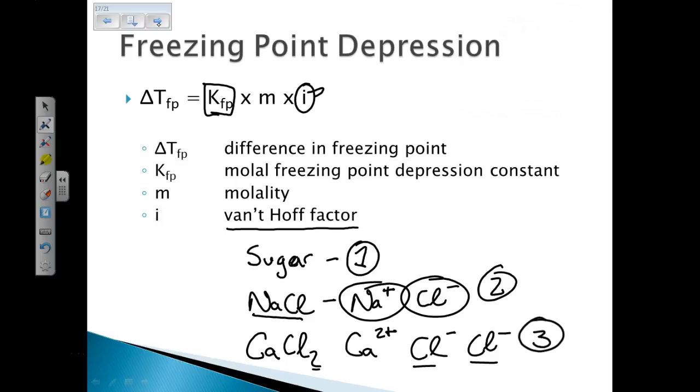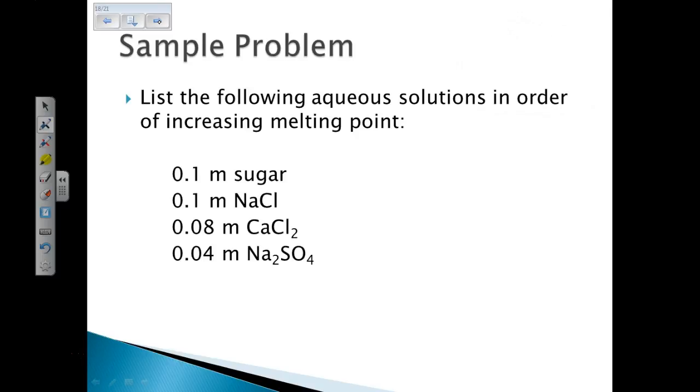So, let's do a sample problem here. This sample problem is asking us to list the solutions in order of increasing melting point. So it's going to go from the greatest freezing point depression up to the one that has the least freezing point depression.